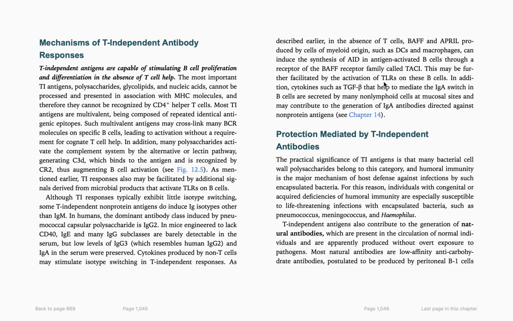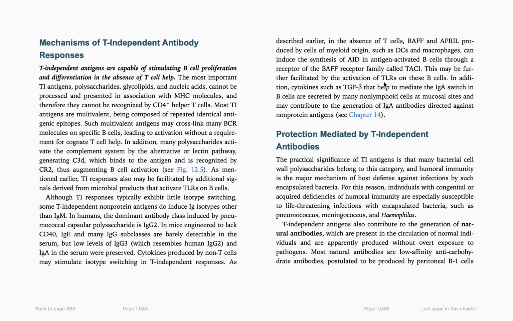Protection mediated by T-independent antibodies. The practical significance of TI antigens is that many bacterial cell wall polysaccharides belong to this category, and humoral immunity is the major mechanism of host defense against infections by such encapsulated bacteria.